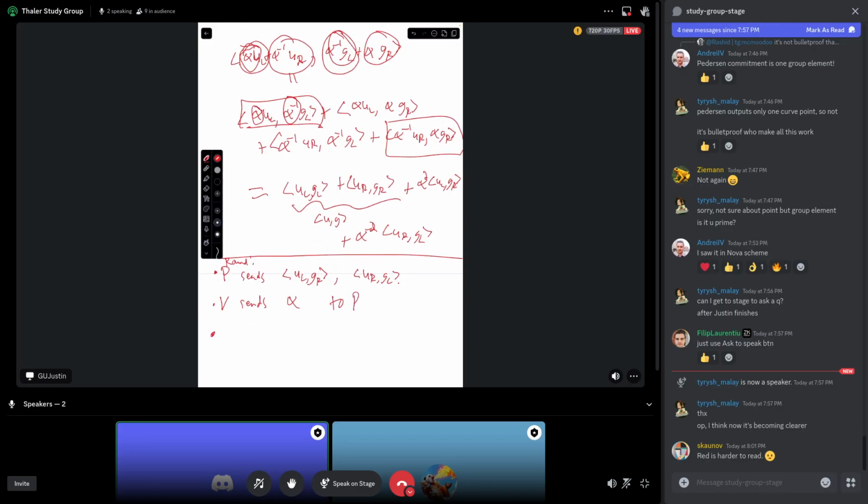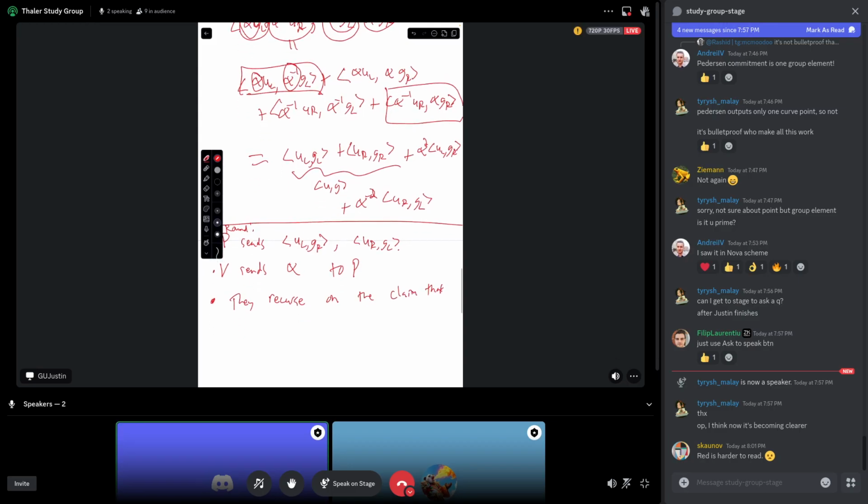And then they kind of recurse or iterate upon the claim that, I guess it'd be, U prime inner product G prime equals U inner product G plus the cross terms, which I think were alpha squared. So let me call this VL the first cross term that the prover sends, and VR the second. So it's V plus alpha squared VL plus alpha to the minus 2 VR.